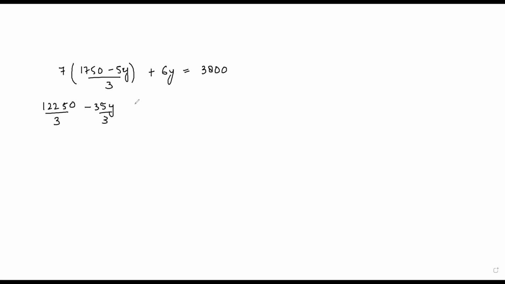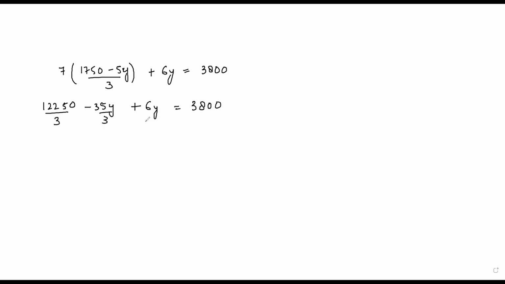Harsha, please tell me what was the equation. It was 7 times 1750, right? Yes, ma'am. Minus 5y, minus or plus? Minus, ma'am, and divided by 3. Okay, then plus 6y is equal to 3800. All right, so let us solve it. How much was it when I multiplied? 12250. Okay, divided by 3, fine. And then minus 35y divided by 3. Then I have 6y and then 3800.